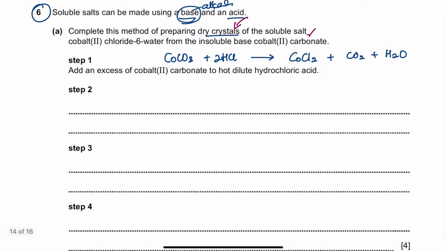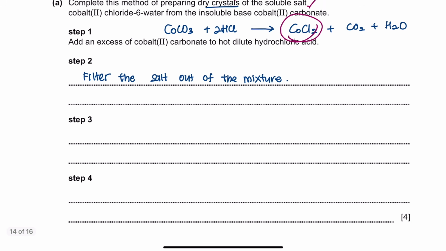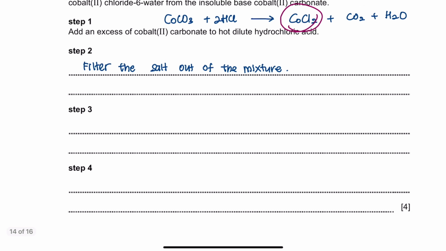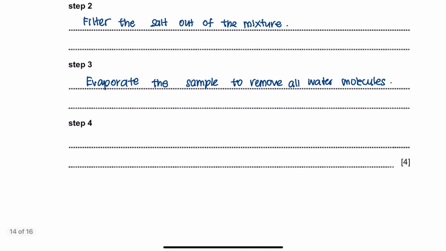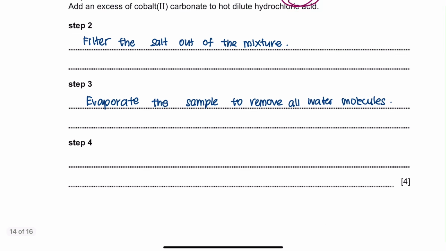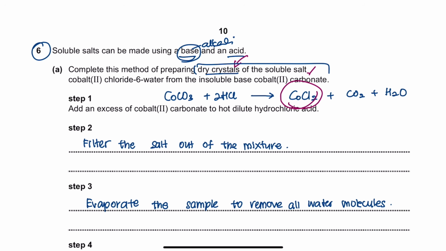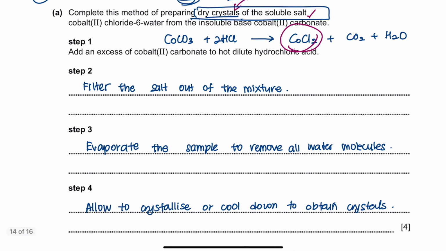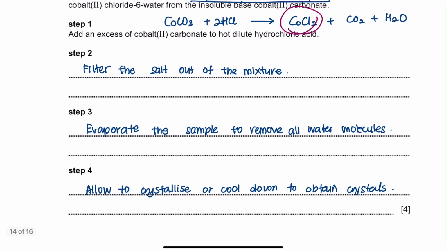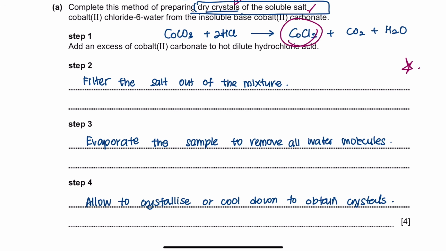So your step 2 as usual would be to filter out your residue. Step 2, filter the salt out of the mixture. Step 3 would be as usual, make sure to evaporate it, and while you evaporate it, make sure that you remove all the water particles. And your final step would be to allow it to cool down or crystallize in order to obtain our dry crystals. So as you can see, with this type of question the pattern is repeating for this chapter. So please remember the steps or the layout.